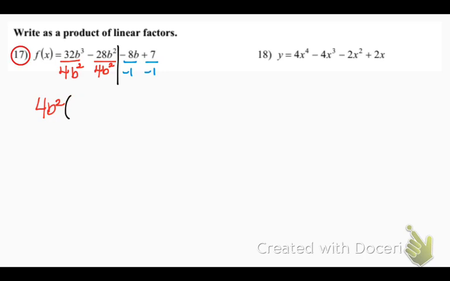So if I finish solving this problem, I have 4b squared times 32b cubed divided by 4b squared is 8b. Negative 28b squared divided by 4b squared is negative 7, sorry. And then on the right-hand side, negative 8b divided by negative 1 is going to be a positive 8b.